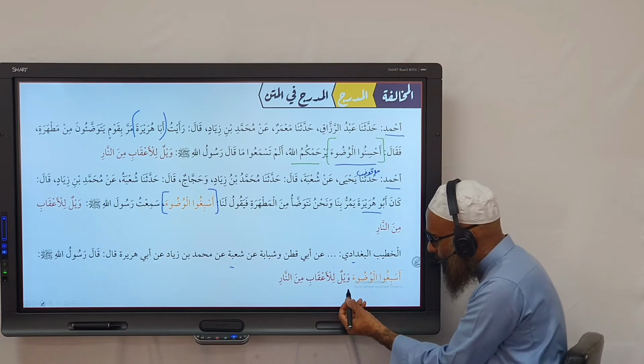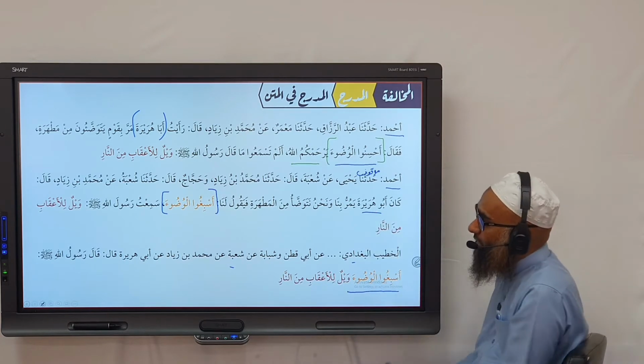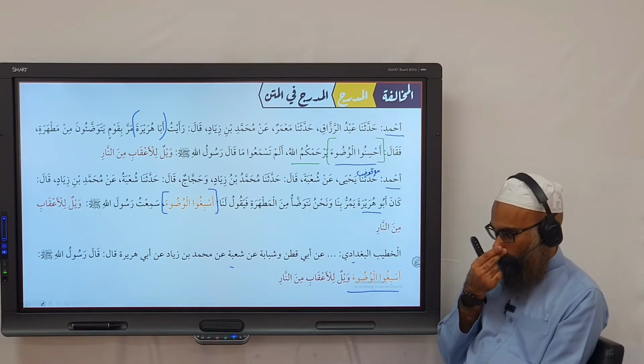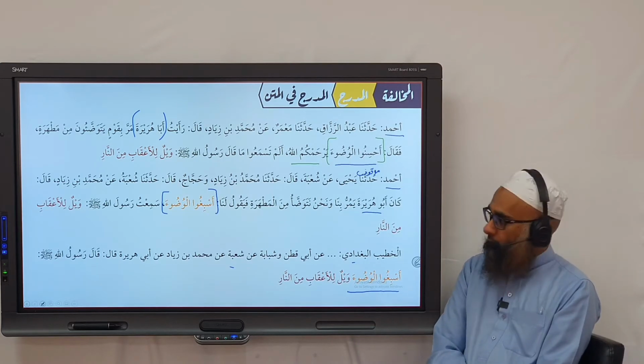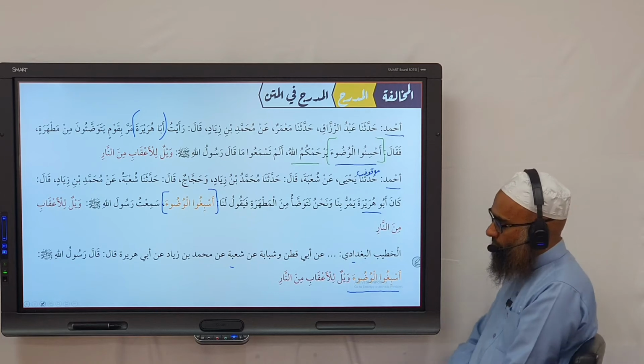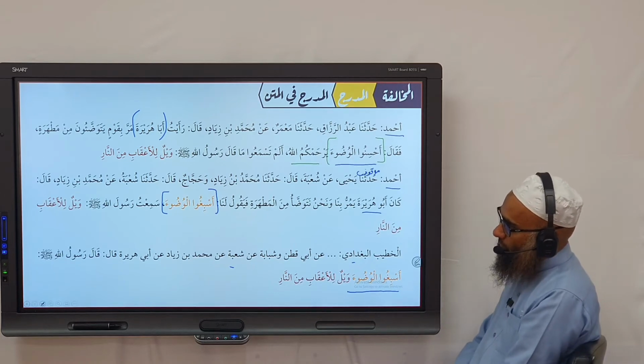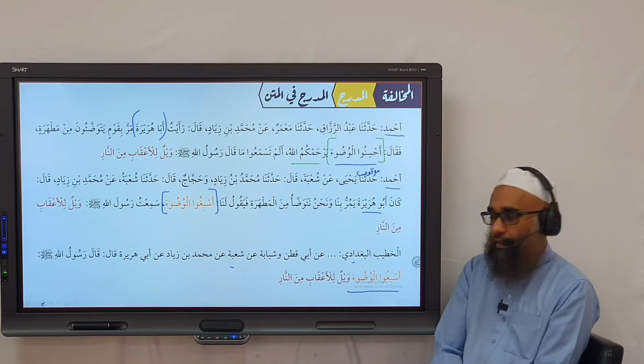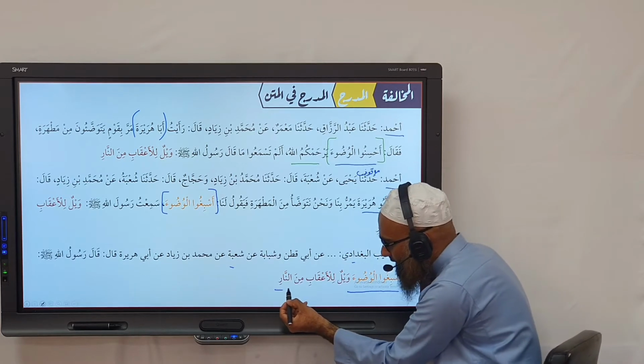And what will you assume is happening with asbighul wudu'a based on the information we have here? What do you think asbighul wudu'a is? Based on the previous ahadith. So wailul aqab min an-nar, is this marfu or mawquf?